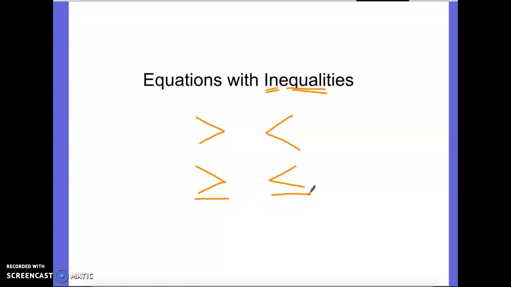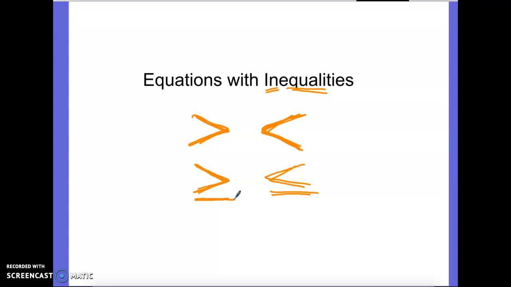So the difference between these is that with this less than right here, if a number is less than 5, that means it can't actually be 5. But if it's less than or equal to 5, it actually could be 5 or less. Same with the greater thans. If this is greater than 2, that means it can't actually be 2, but anything greater. This one's greater than or equal to 2, then that means it could be 2 or more.